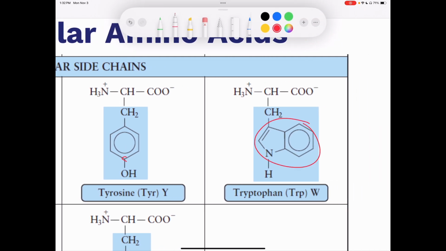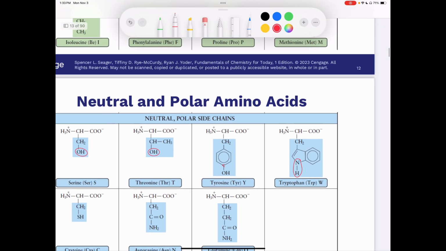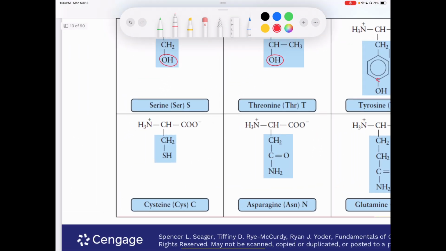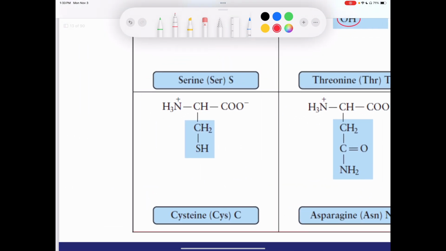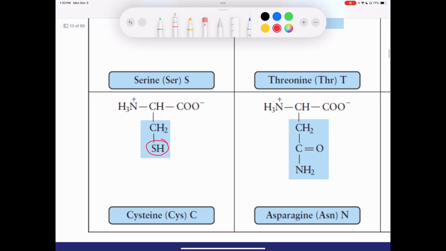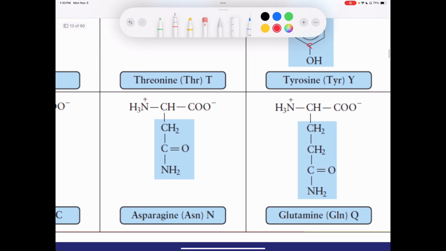Then we have tryptophan. And if you're looking at that and saying, wow, that's pretty interesting, yep. Tryptophan. This ring system here, you don't have to know this. This is called an indole. It's neither here nor there. But you can see that in tryptophan, we have the NH bond like this, which renders it polar. If we go back down to the bottom corner here, we have cysteine, which has the SH bond here, so we call that a thiol.